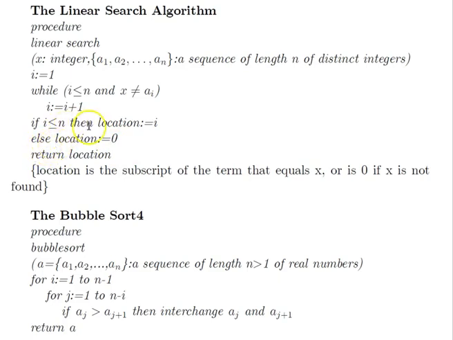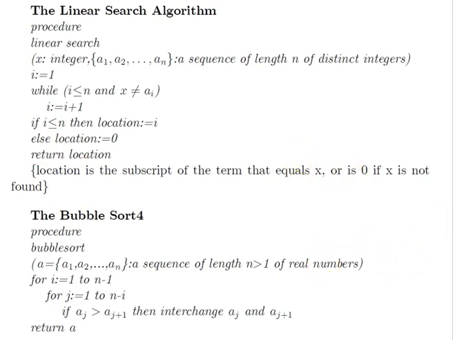Else, this means that this is not true, that is i is greater than n, and that means that x was not found. So we assign 0 to the location variable. So if the output is 0, it means that x is not found. Otherwise, in location we have the position of x in the sequence.